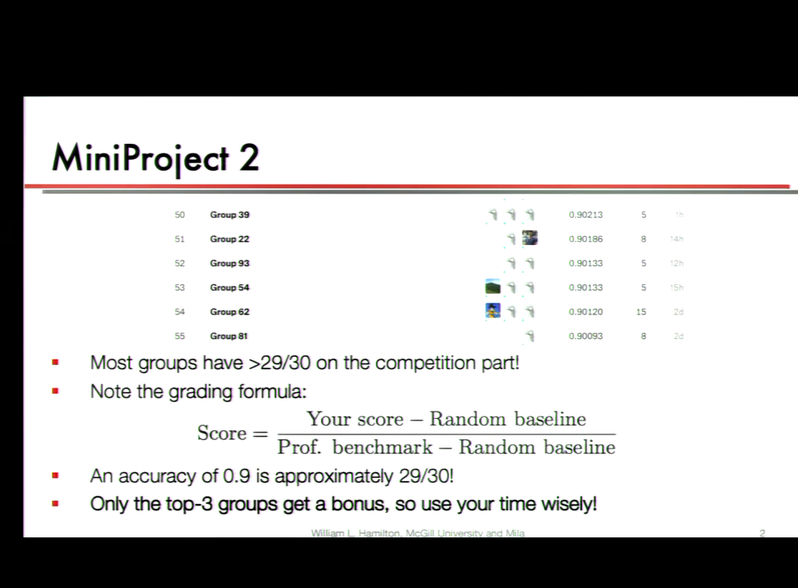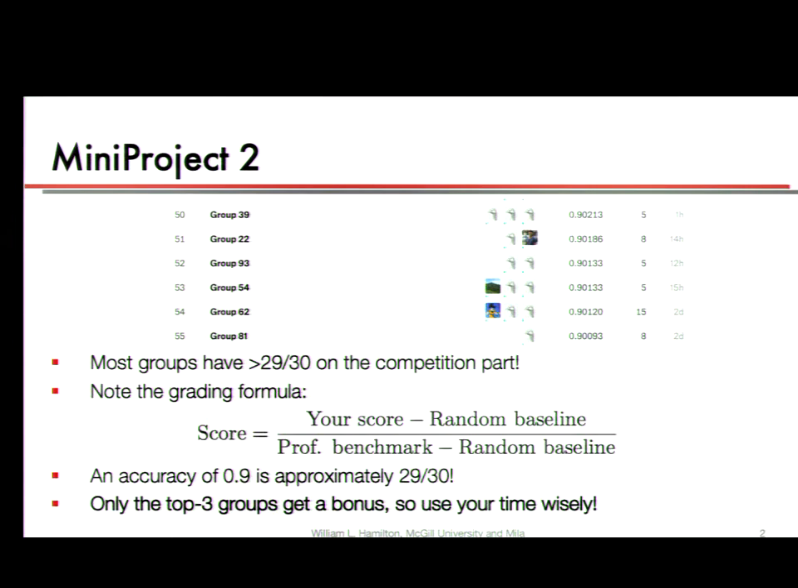The other thing to take stock of is where we're at in terms of Mini Project 2. I know a lot of people are busy at work on that. The first thing I want to say is that everybody's doing quite well. I've shown here the groups around 50, and these people are all getting close to 90. Once you're around here, you're getting about 29 out of 30 on the competition part, because the scoring function is a linear scoring function.